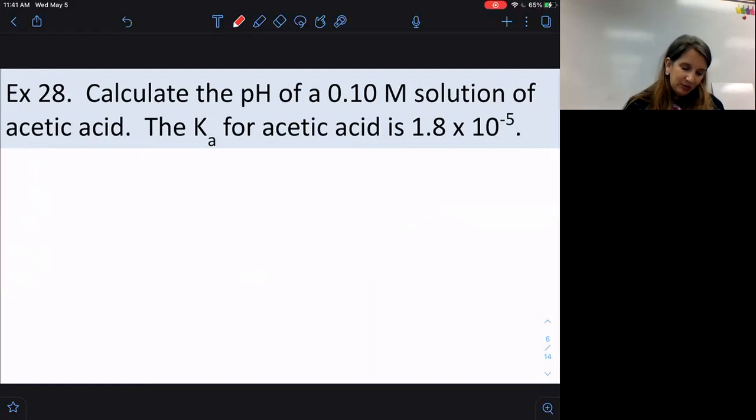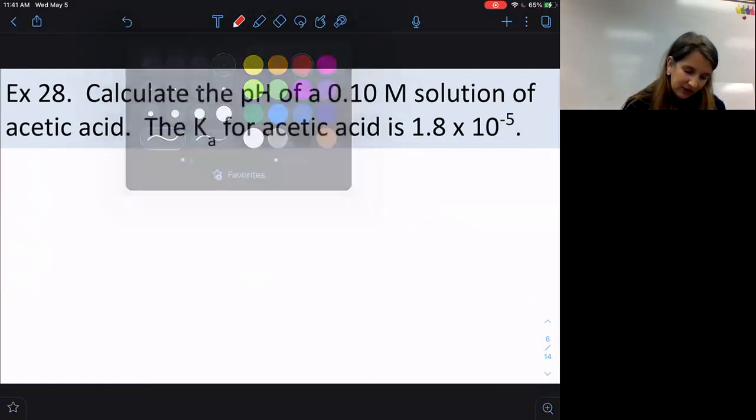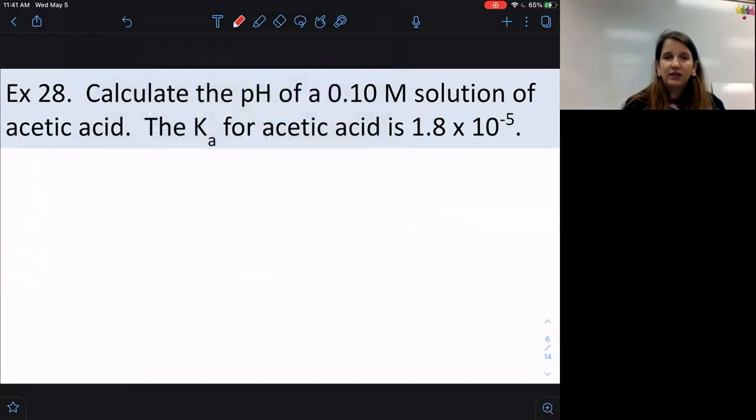So let's look at example 28 here. It says calculate the pH of a 0.10 molar solution of acetic acid. The Ka for acetic acid is 1.8 times 10 to the negative 5. So first off, we write our RICE table. This is a Ka problem, so that means we need to have a RICE table.